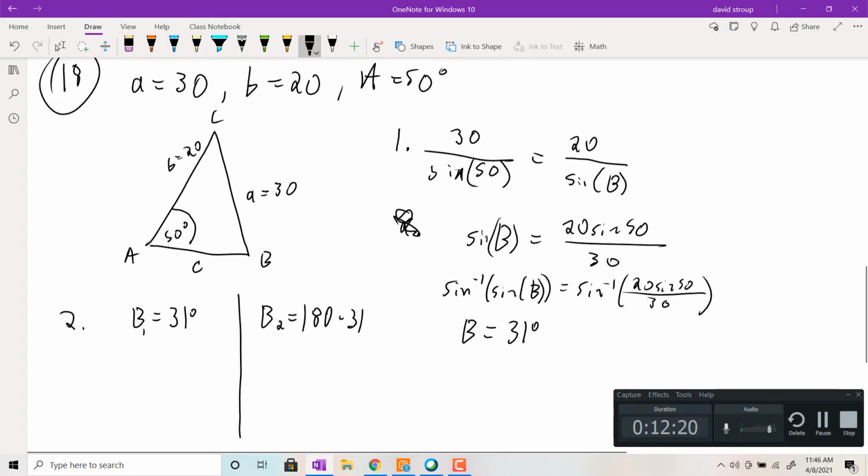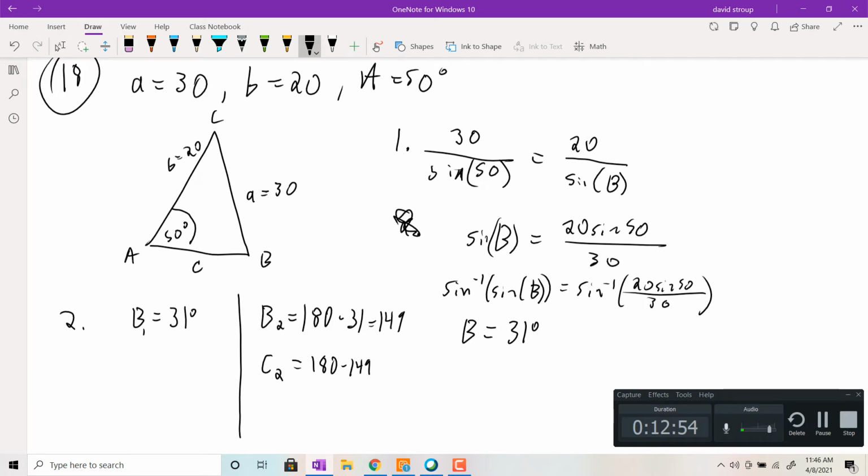The problem is, when you do that computation, it's not going to work, right? So B2 would equal 149, which just won't jibe with reality. And then if you tried to find the corresponding C value, you have to take 180 minus 149 minus 31, and you're out of luck.